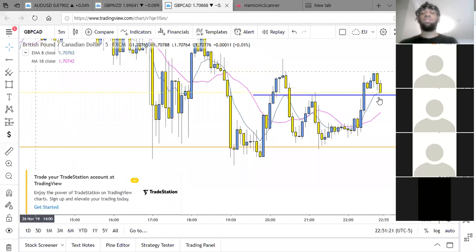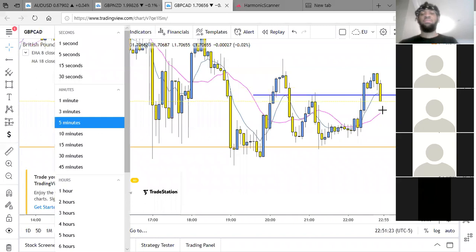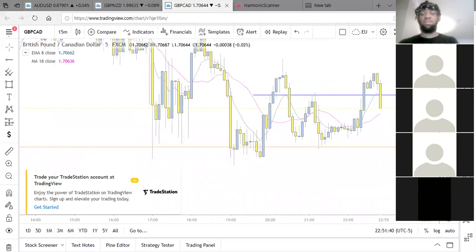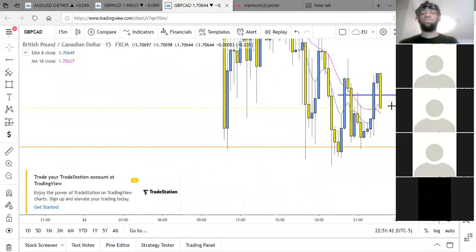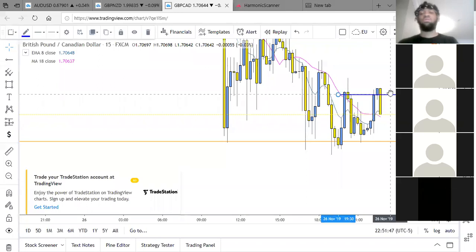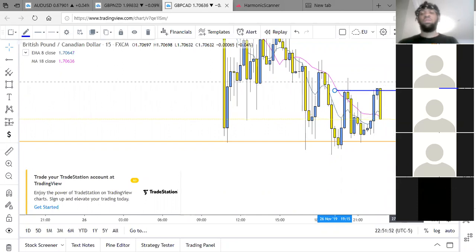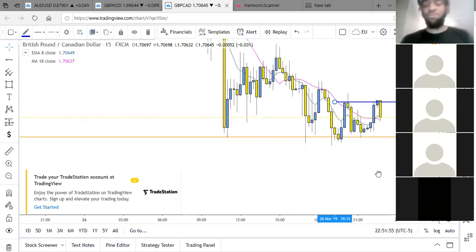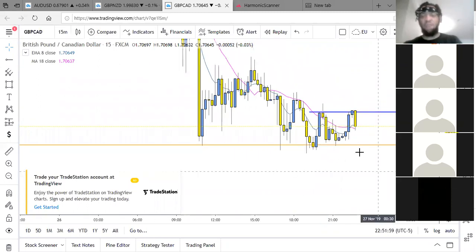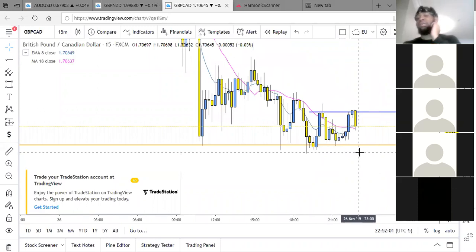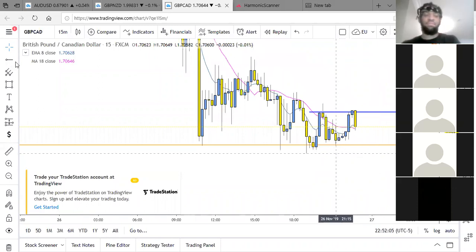Y'all see how it's coming down? It's going to come down and make a higher low point. It ain't going to break this. Yeah, so it's respecting this resistance, right? It's respecting this resistance right here. So if y'all buy it once the higher low is made, let me see.